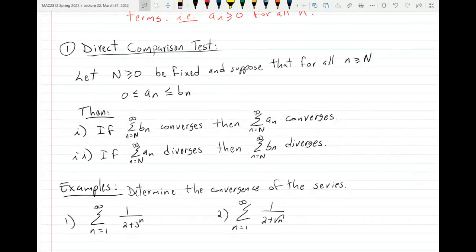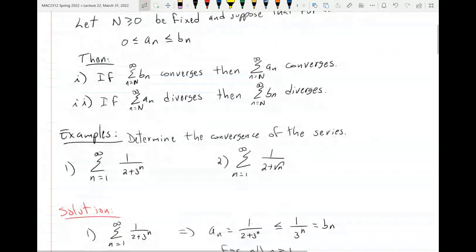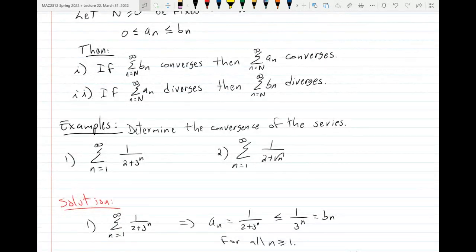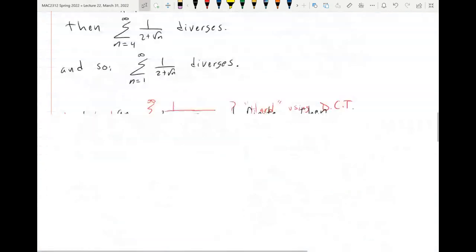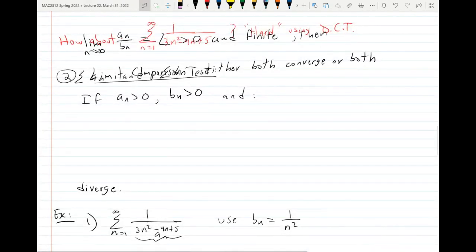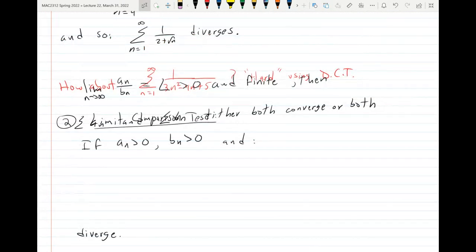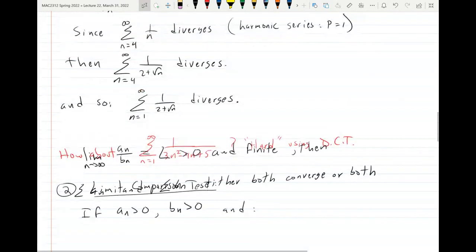But as you know, this typically is not a good thing to do. I mean, it is good, it's just that sometimes it's hard to establish that inequality. We saw the example of 1 over 2 plus square root of n. We wanted to use square root of n, but it doesn't really work with the direct comparison test, and you needed to be a little bit more clever. So we introduced the limit comparison test.